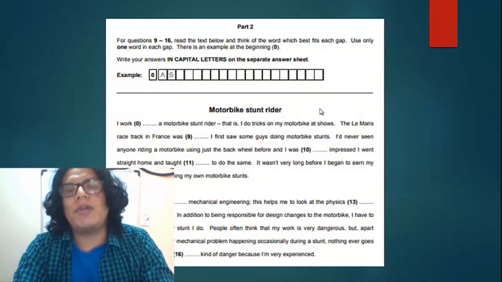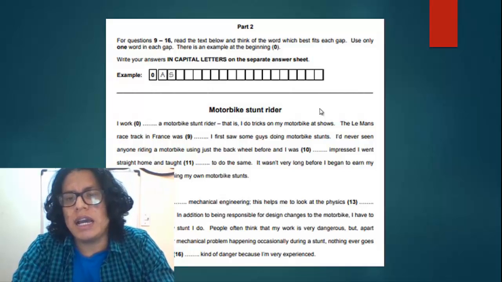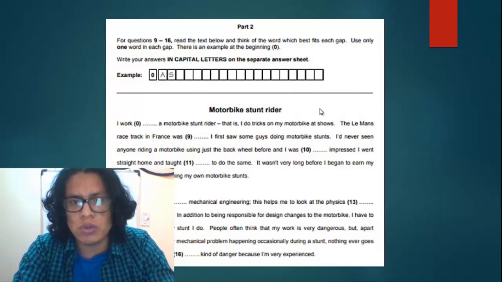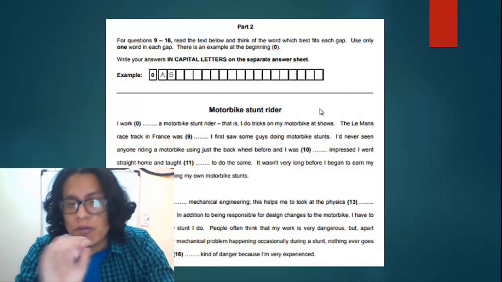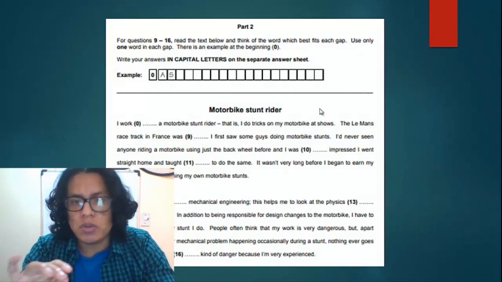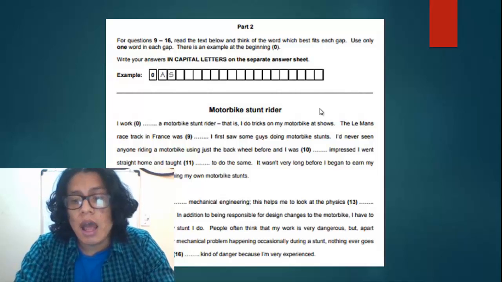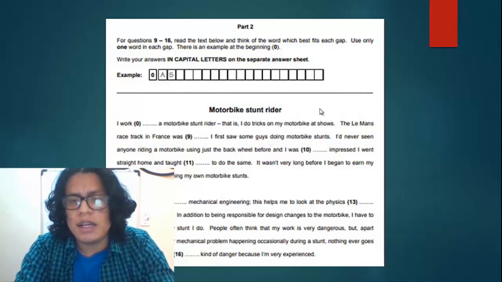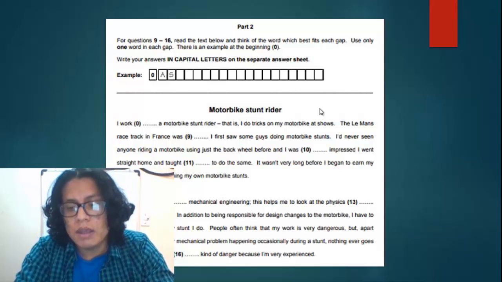Also, as a recommendation, try not to use abbreviations and write the answer in the right space. Try not to trespass into the other words, and read the whole text and think about the answer. Okay? So, thank you.